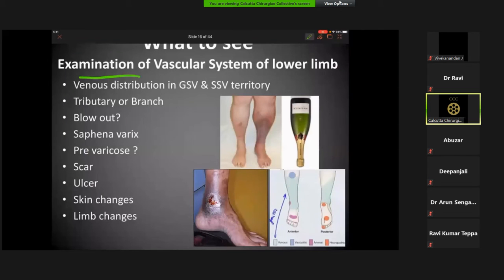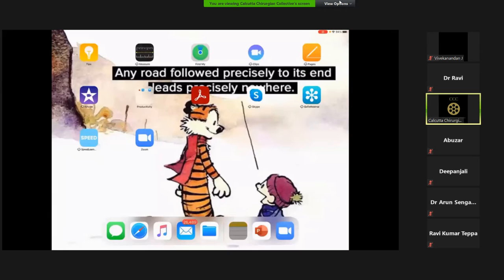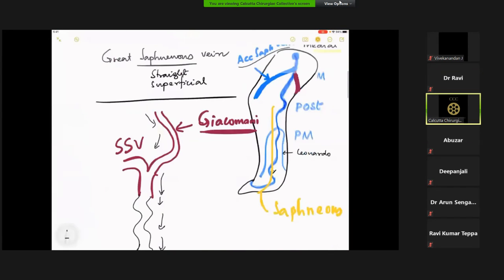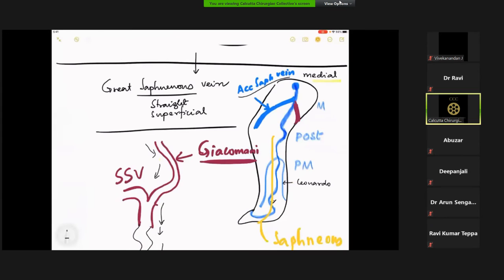Now, what are the points to describe in an inspection? Number one, talk about the venous distribution in the great saphenous and the short saphenous territory. I hope you know by this time what the territory of the great saphenous and the short saphenous is. What is important is that the great saphenous territory is on the medial aspect of the leg and the thigh. So let me highlight this for you. Where do you find the great saphenous system? I find it on the medial aspect of the thigh, on the posterior aspect of the knee, and on the posteromedial aspect of the leg.